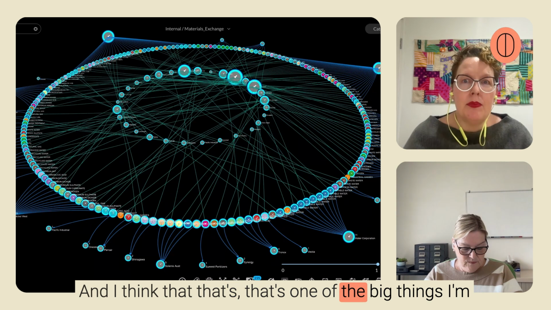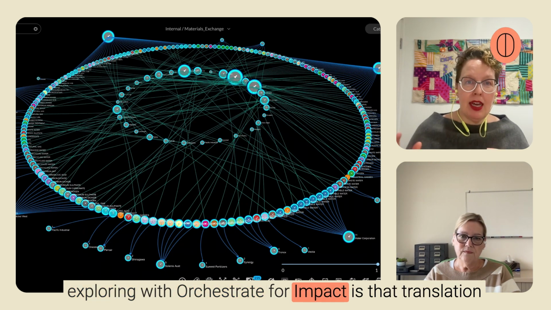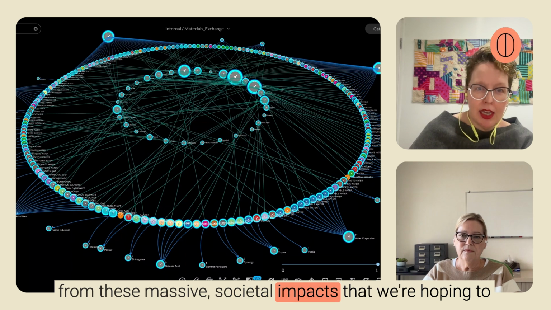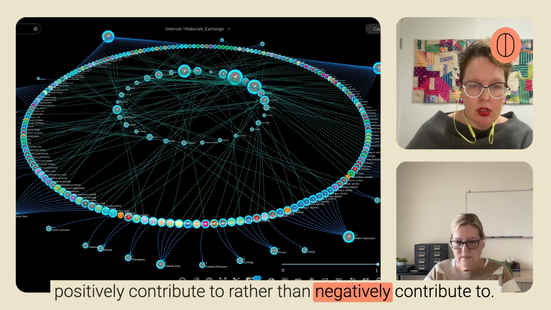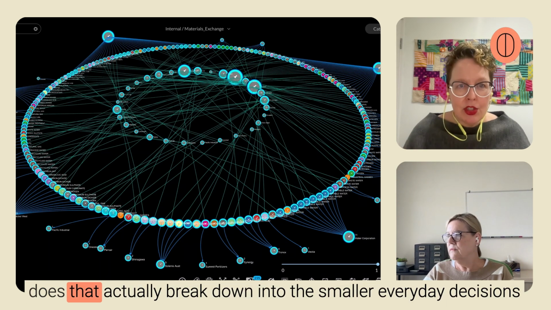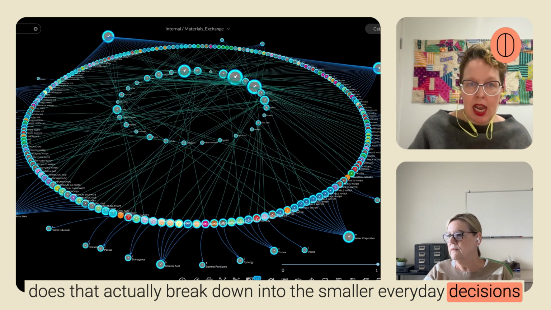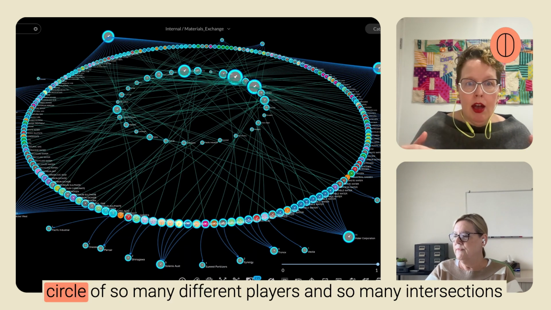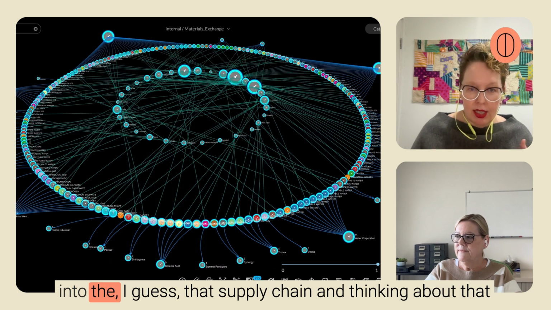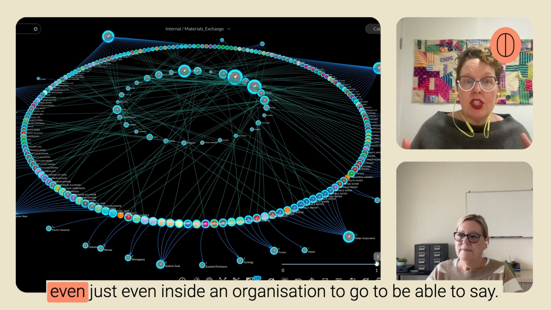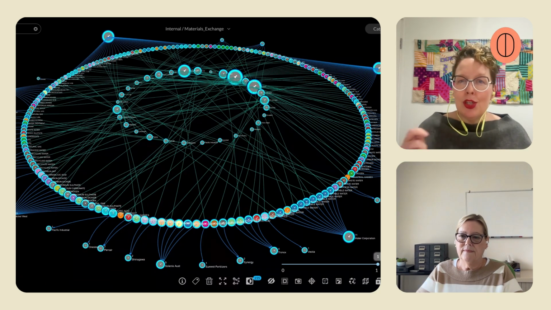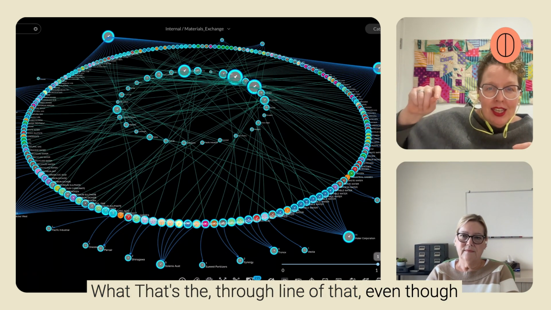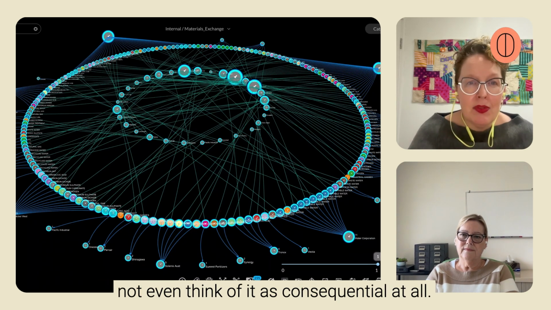And I think that's one of the big things I'm exploring with Orchestrate for Impact, is that translation from these massive societal impacts that we're hoping to positively contribute to rather than negatively contribute to, and then backing that up into, well, how does that actually break down into the smaller everyday decisions and actions that we're making in and around our own organization? So I could imagine something like this where you've got this huge circle of so many different players and so many intersections into that supply chain, and thinking about that even inside an organization, to be able to say, when you decide to do this versus that in your everyday work, what's the through line of that, even though in and of itself it might be small and you might not even think of it as consequential at all.